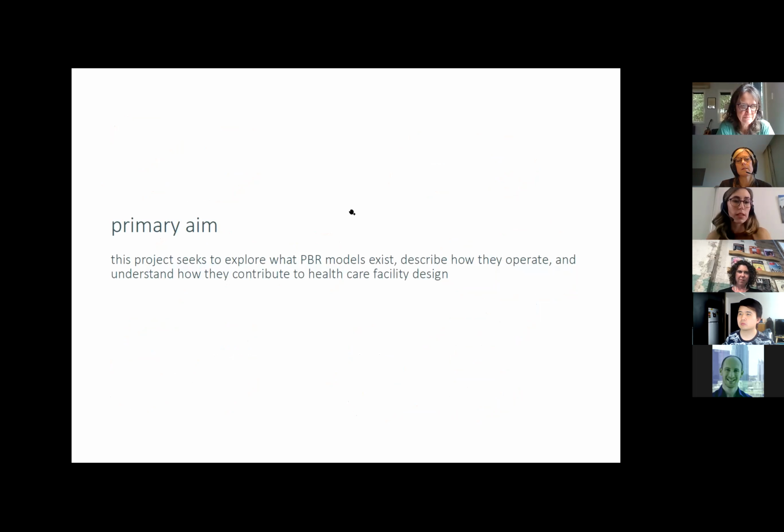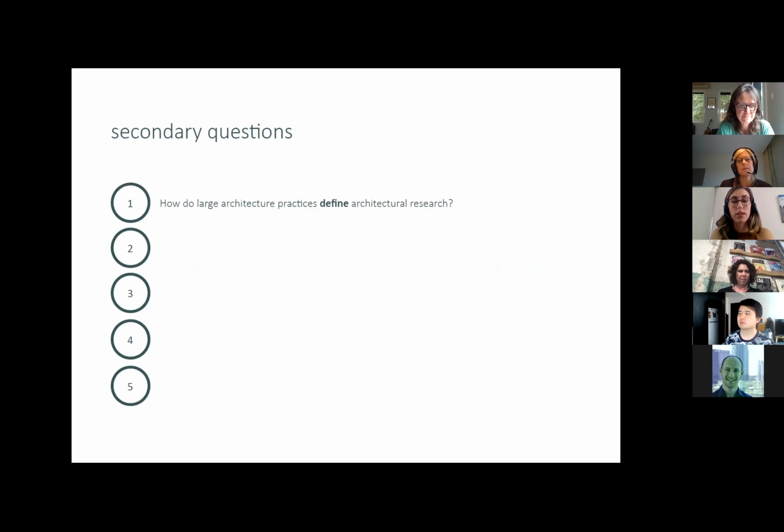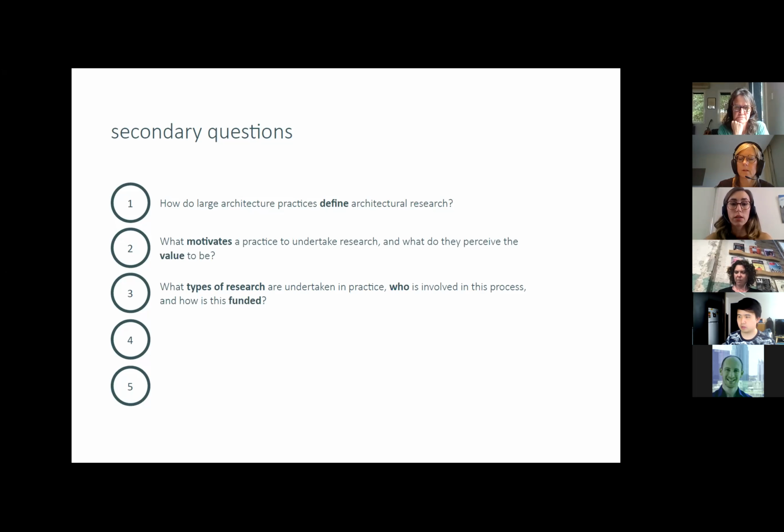So the primary aim of the thesis was: this project seeks to explore what PBR models exist, describe how they operate, and understand how they contribute to healthcare facility design. And I had a number of secondary questions from that primary aim. Firstly, how do large architecture practices define architectural research? Secondly, what motivates a practice to undertake research, and what do they perceive the value to be? What types of research are undertaken in practice? Who is involved in the process, and how is this funded?